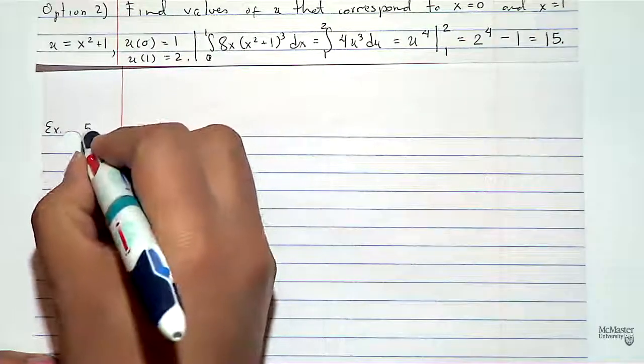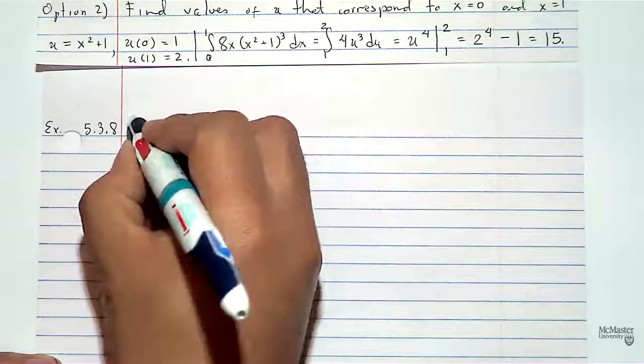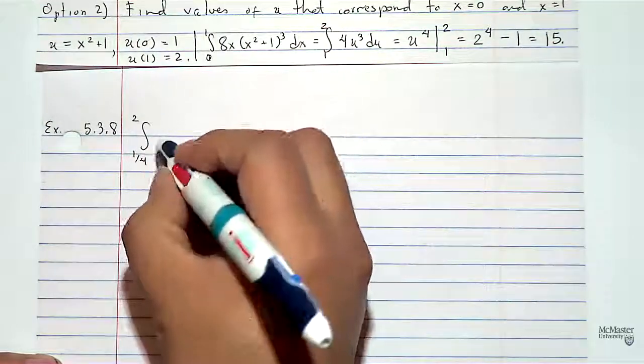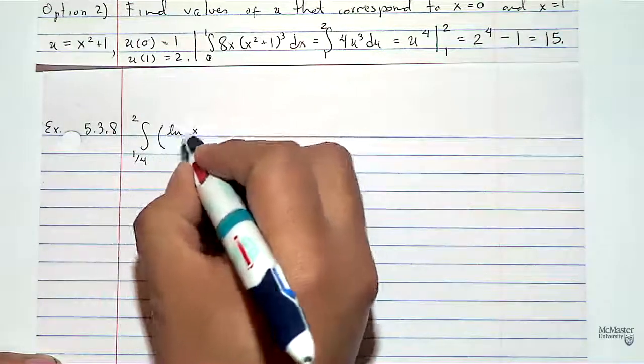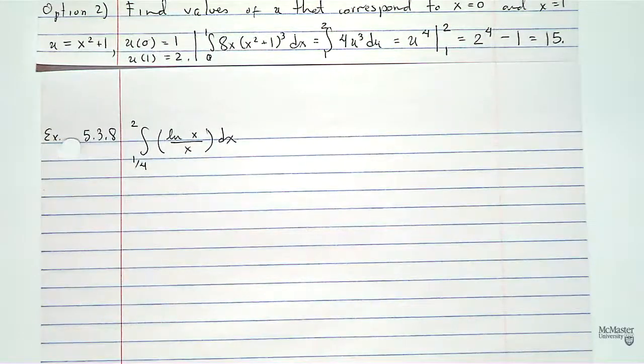The example is 5.3.8, which is the integral from 1/4 to 2 of natural log of x divided by x dx. Okay. Trying to follow the same approach. Let's say that you have that function. What is the u that you would choose? Think of it as an indefinite integral, right? And you were in the exam yesterday. What would be u?